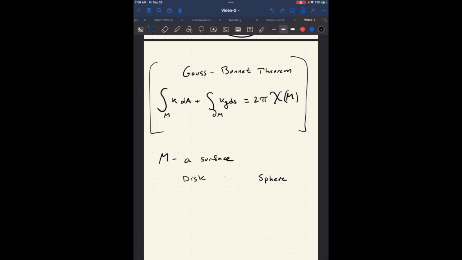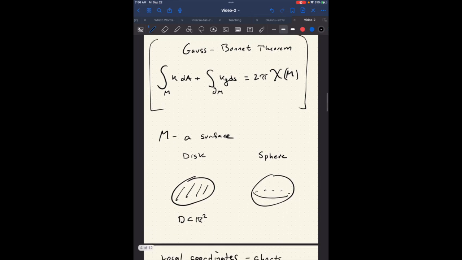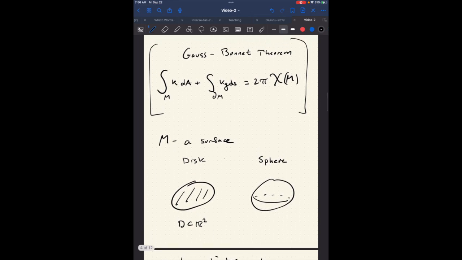So for most of our applications, we're going to consider our surface to be a disk, so just something like this, or the sphere, so a hollowed out ball. And so our disk is a subset of R², and the sphere is a subset of R³. And one first thing to notice is the disk has a boundary. And if it's the unit disk, this will just be the circle with no interior, and the sphere, no boundary here.